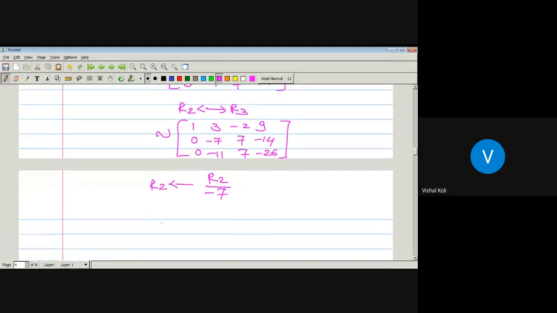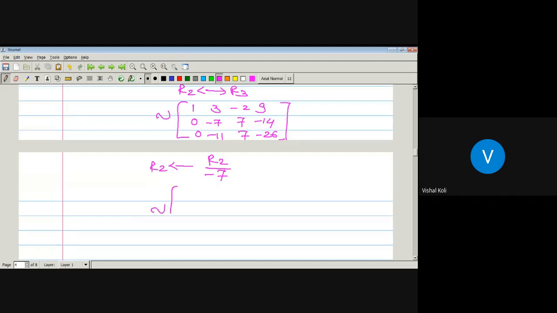Then it becomes, which is nothing but now, 1, 3, minus 2, 9. 0 divided by minus 7, 0. Minus 7 divided by minus 7, 1. 7 divided by minus 7, minus 1. Minus 14 divided by minus 7, which is plus 2. And last one as it is.